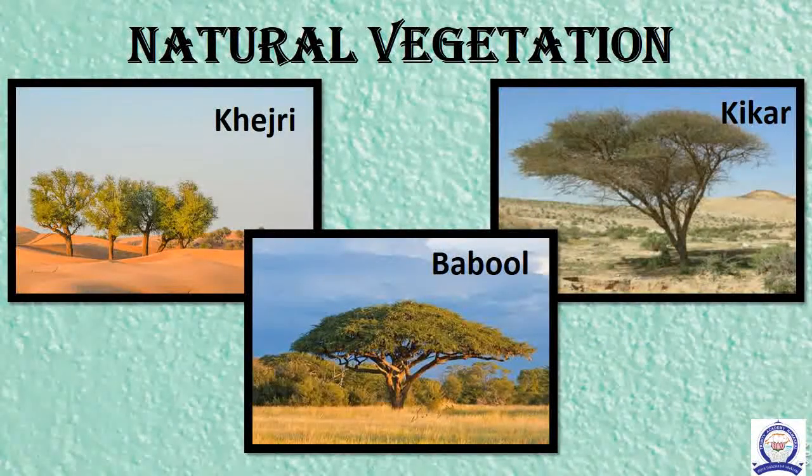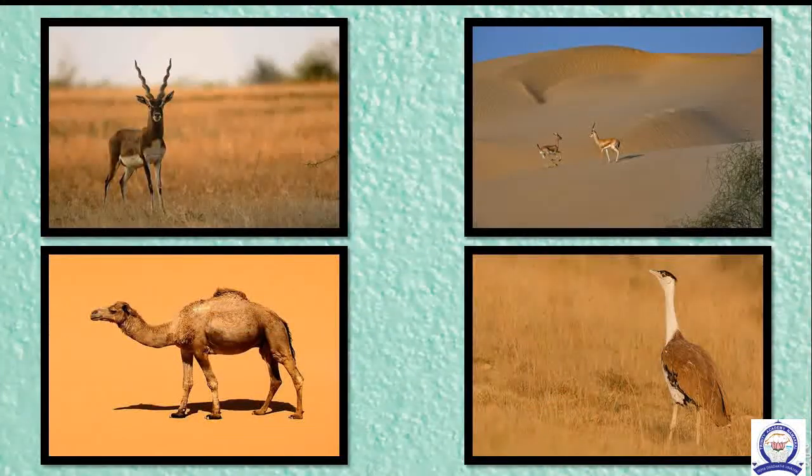Natural vegetation. There is very little rainfall in the desert. Not many plants grow in the region because of the sandy soil and lack of water. Children, in the desert, we can see a few scattered bushes and thorny shrubs. The khejri, kikar, and babul trees grow in the eastern part of the desert. Animals such as camels, blackbucks, chinkaras, and great Indian bustards are found in this region. Children, chinkara is one type of deer.